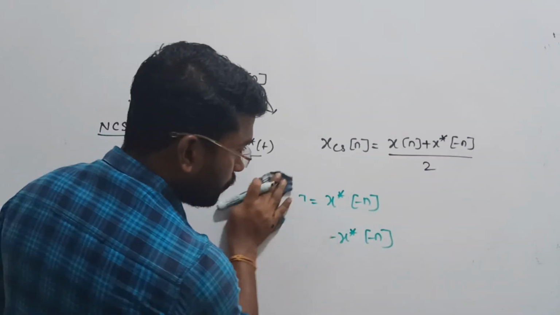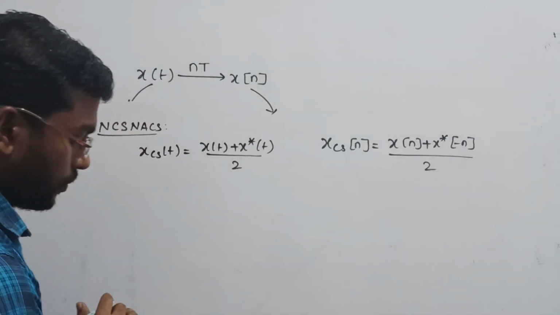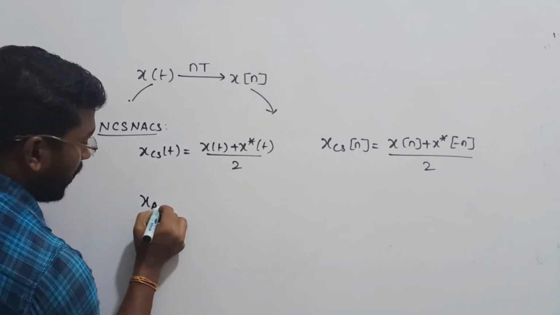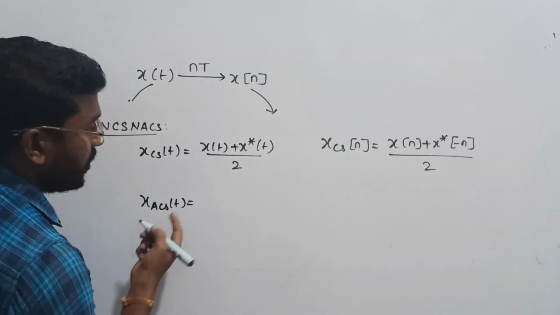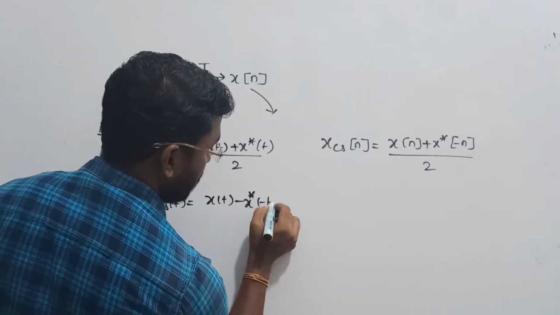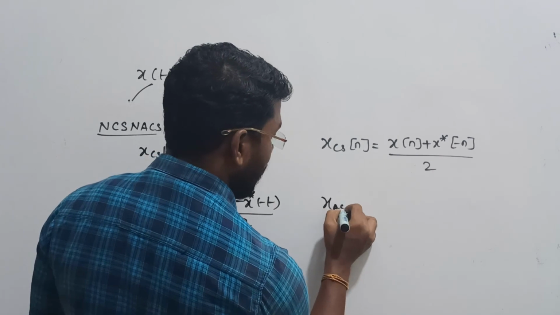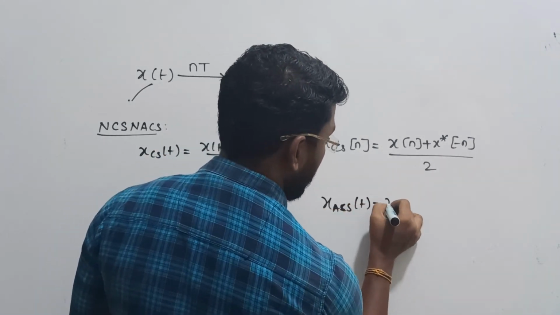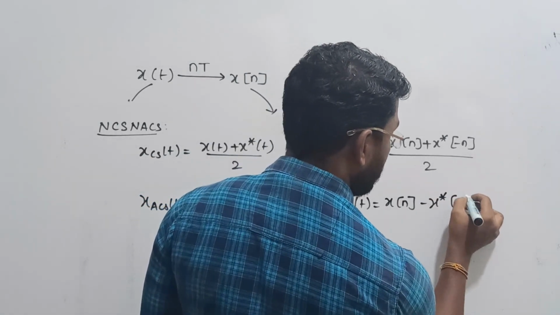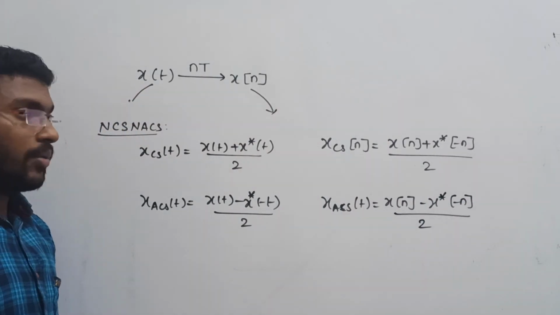So the anti-conjugate symmetric part of the signal in the time domain can be written as x of t minus x conjugate of minus t divided by 2. Whereas in the discrete domain, the anti-conjugate symmetric part of the signal can be written as x of n minus x conjugate of minus n, whole divided by 2. Clear? So that is the difference between the time domain and the discrete time domain.